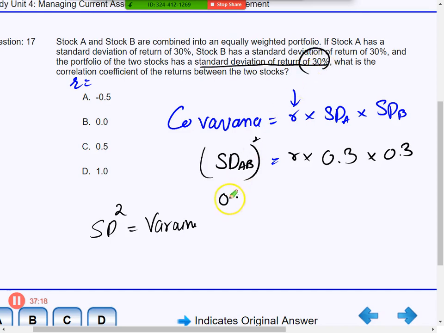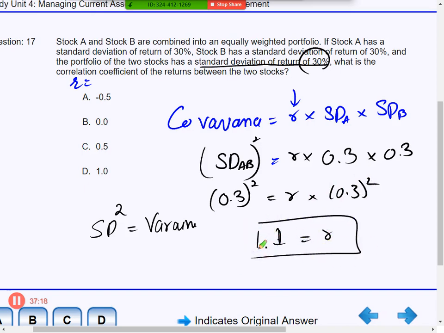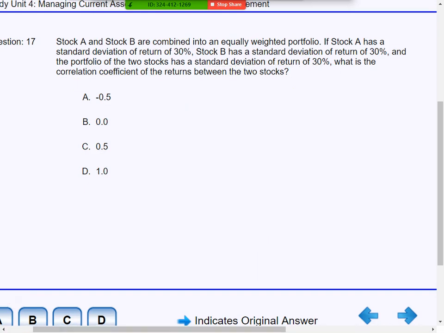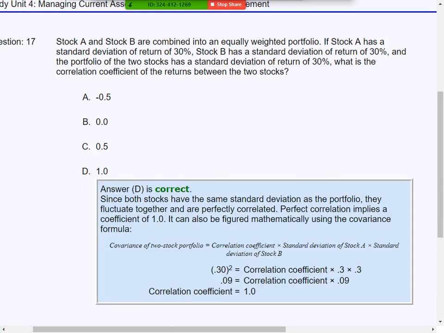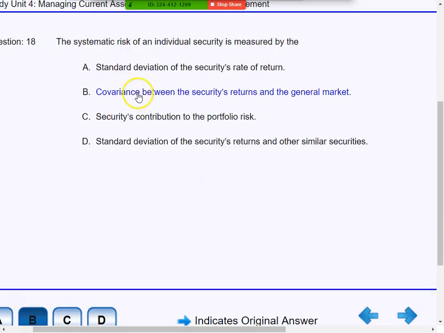So plug this 0.30, which is the standard deviation of A and B combined. We need to take its variance, and remember, variance is the square of standard deviation. R is to be calculated. 0.3 times 0.3, again it will become 0.3 squared. If you make R the subject of this equation, it becomes perfectly 1. It means these two stocks A and B are perfectly positively correlated with the value 1, and that's your answer D.